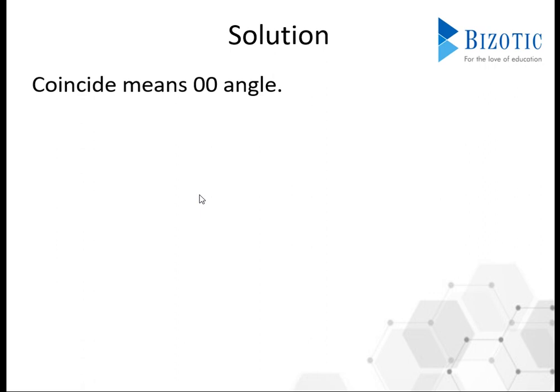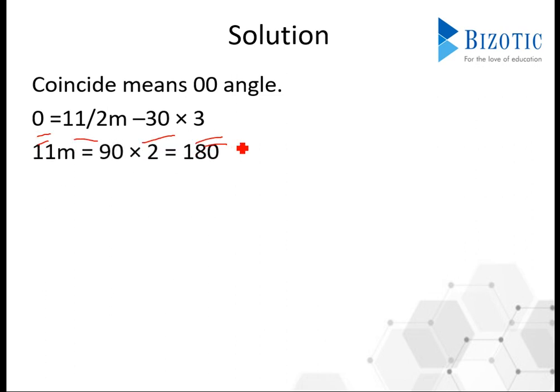Coincide means zero angle, and in order to solve this, I have given you a formula. What is that? Theta is equal to 11 by 2 m minus 30 h. The angle is 0 because they are coinciding. 11 by 2 m, where m is the minutes, we don't know at what minutes they are coinciding, and 30 is a constant in the formula. They will coincide near 3, so h is 3, and we have substituted 3 in the formula. Now go on with the calculation.